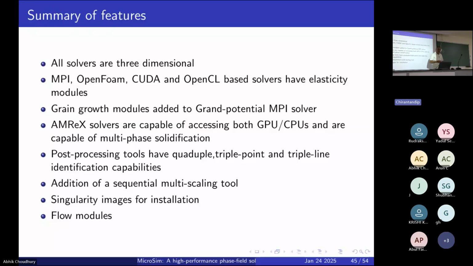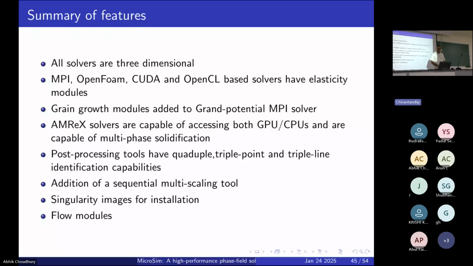In the materials community, how many software tools can actually take advantage of GPU systems is a question mark. So there we are actually now very strong. And of course, post-processing tools have been made to particularly measure the quadruple points, triple points, and then size of the grains. And then they have also got the sequential multi-scale tool to use the output of one tool as input for the other tool, with different solvers using the same data.